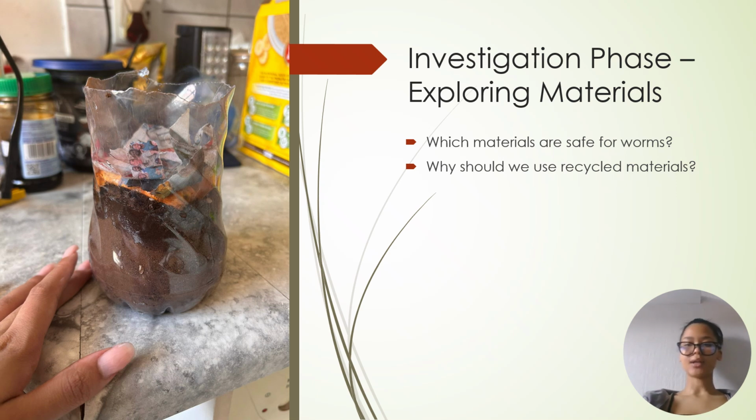On this slide, I would like to show learners different materials of plastic bottles, soil, paper, food waste, and ask guiding questions such as, which materials are safe for worms? Why would we use recycled materials? This encourages learners to think critically about the materials they choose and understand the importance of recycling. I would allow learners to touch or look closely at the materials and use their ideas for the beginning. This helps develop their observation and reasoning skills, supporting the inquiry-based learning approach where learners explore and discover through guiding questions.